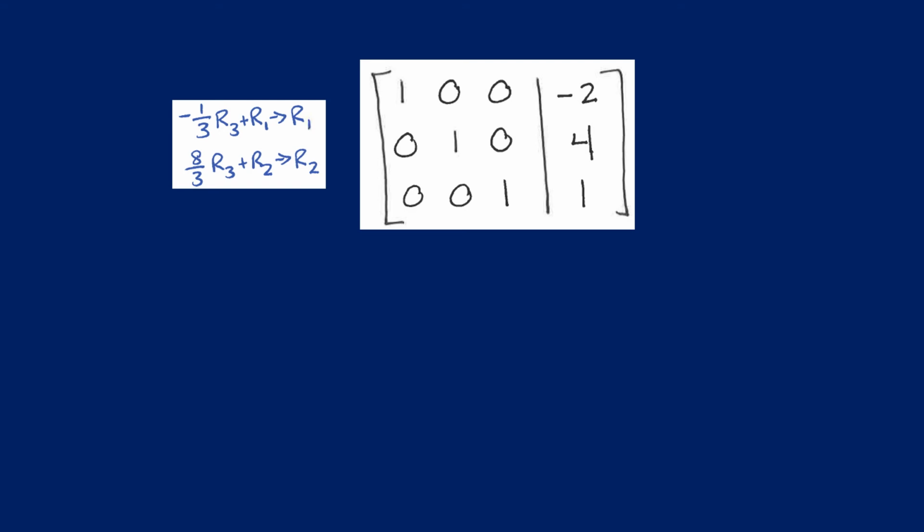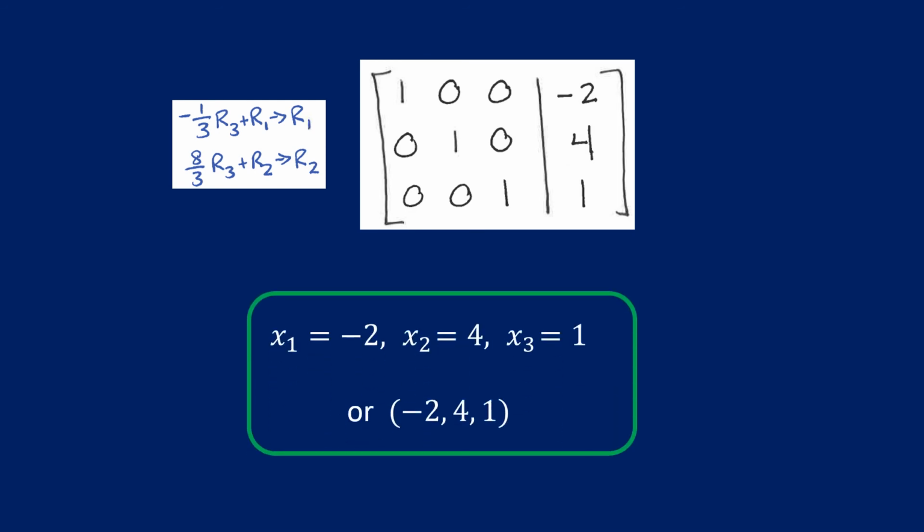So notice that this tells me that x1 plus 0x2 plus 0x3 equals negative 2, so x1 is negative 2. 0x1 plus 1x2 plus 0x3 is 4, so x2 is 4. And 0x1 plus 0x2 plus 1x3 is 1, gives us x3 is 1. Or you could write this as a parentheses with negative 2, 4, and 1.